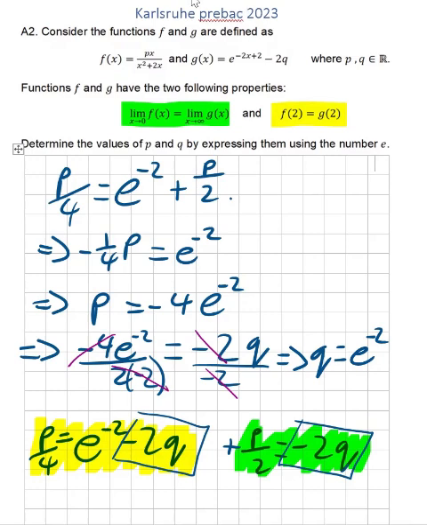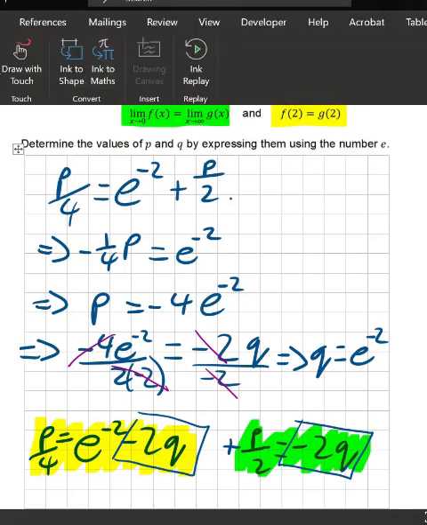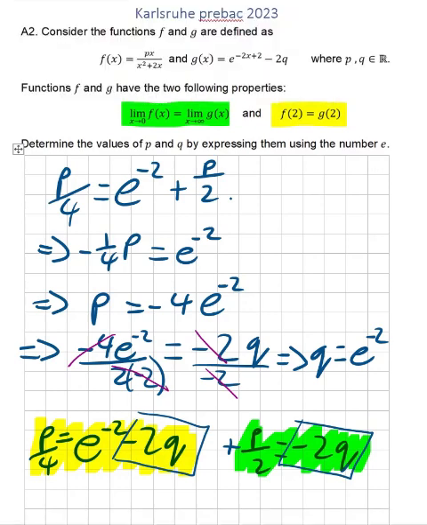My last step that I will do in pretty much every single question is I will make absolutely sure that I answer the question that I was asked. I was asked to determine the values of p and q by expressing them using the number e. I now have p equal to something involving the number e, and q equal to something involving the number e. So I'm done and dusted, and I have the question solved.